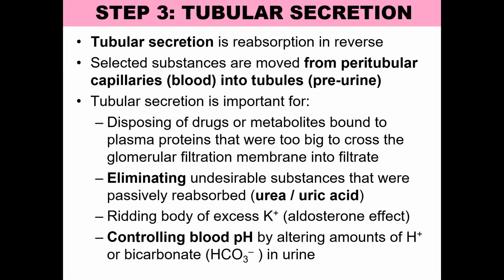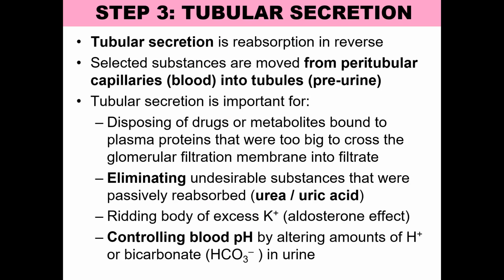We're also going to use tubular secretion to eliminate some undesirable substances that were passively reabsorbed. Remember, we had urea being reabsorbed in the proximal convoluted tubules. We also need to get rid of extra potassium. K+ is potassium. That was that aldosterone effect.